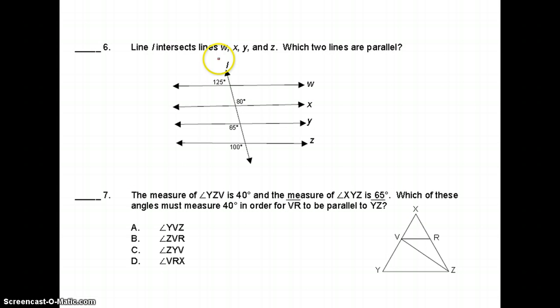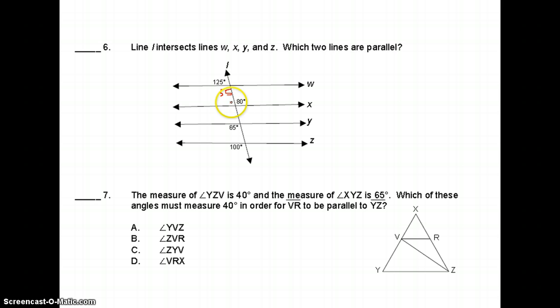Line L intersects lines W, X, Y, and Z. Which two lines are parallel? Best thing for you to do here is to fill in the measurements and then see which ones match up. I've got 125 here. I know next to 125 would be 180 minus 125, which is 55, so that goes here.